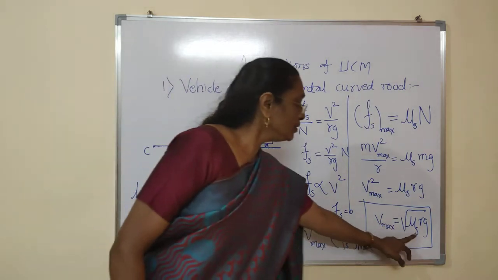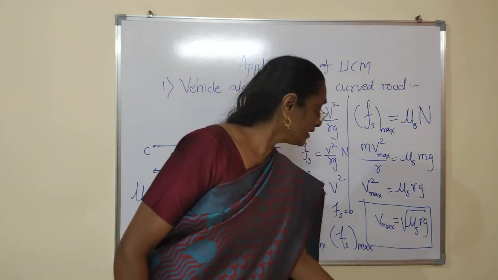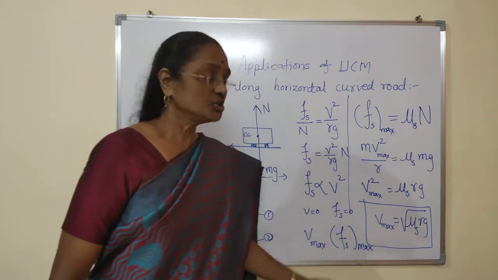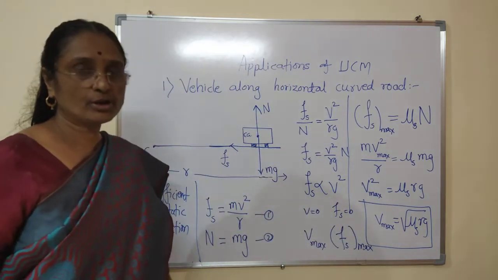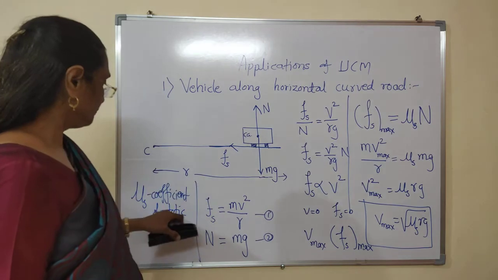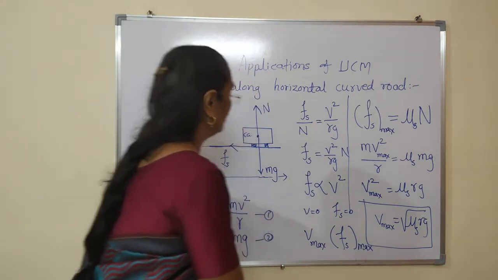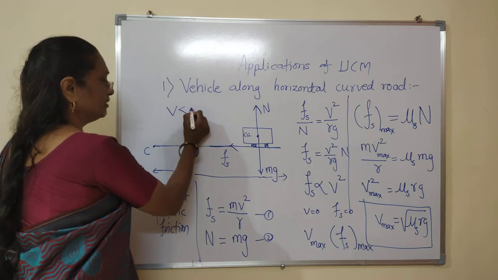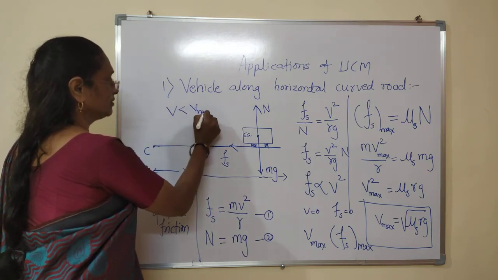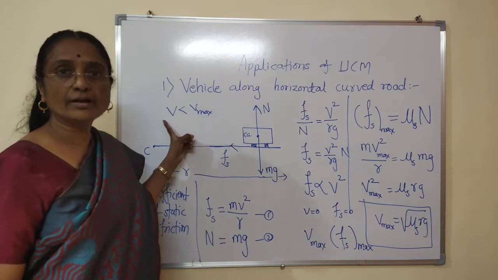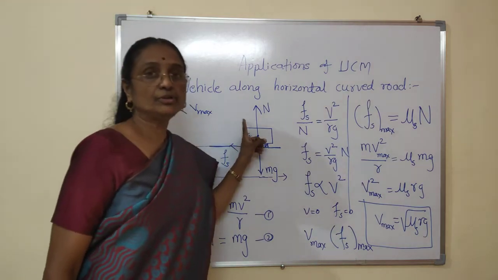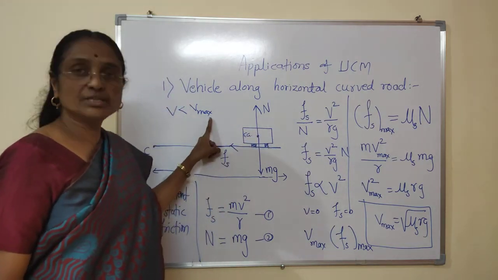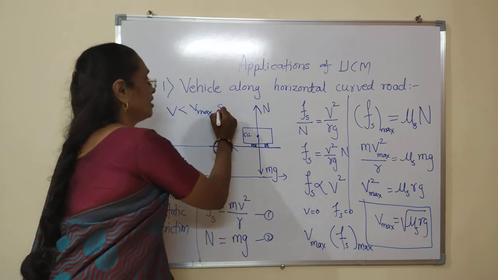So by knowing the values of μs and r, we can calculate the speed limit for that particular road. Here, if the car is traveling with a speed lower than the maximum speed limit v_max, then the car will be safe.